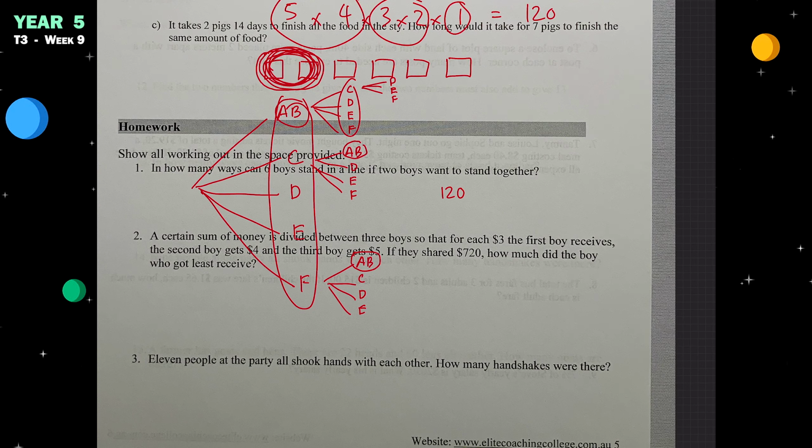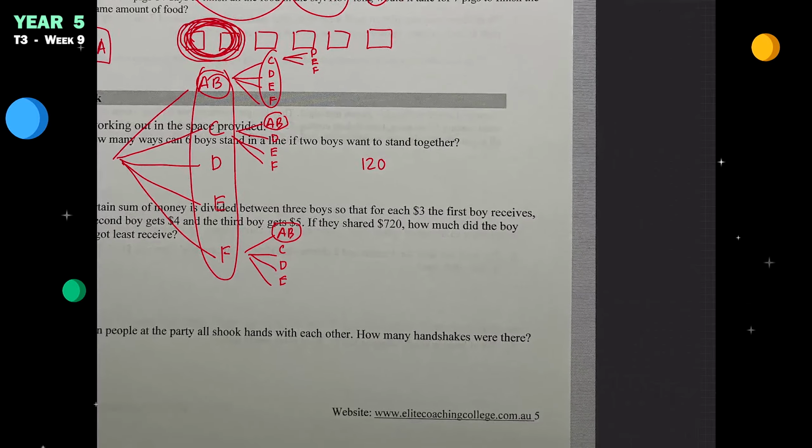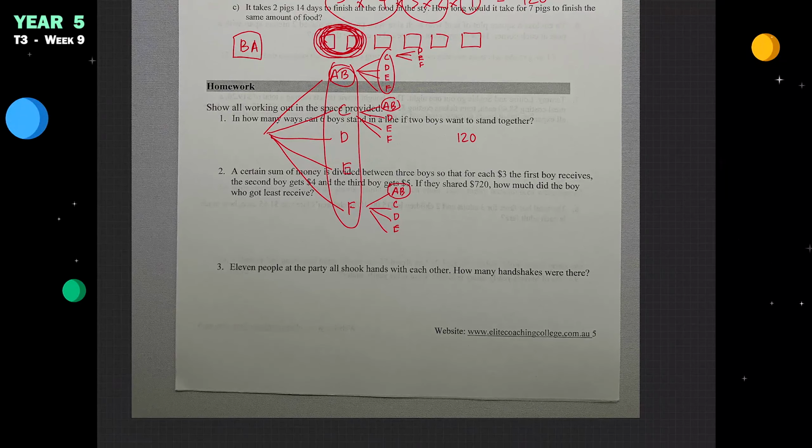However, this is if A and B were standing in that particular order. What if they did BA? What if they decided to change their position and stand as BA? Now we've got to do another set of 5 positions. So we got 1. Now instead of AB, we have BA. Okay. So remember, treat that as one seat.